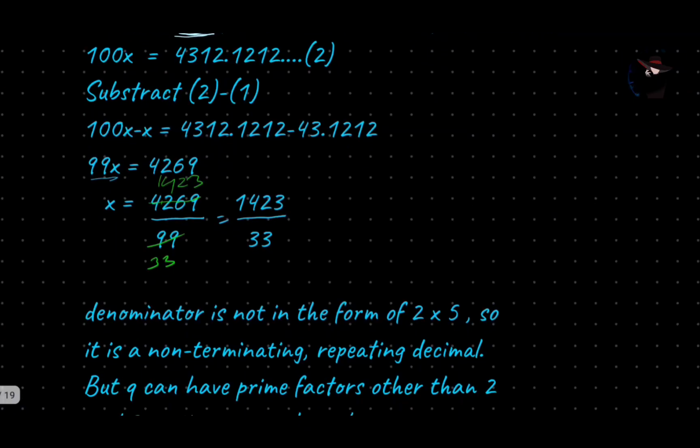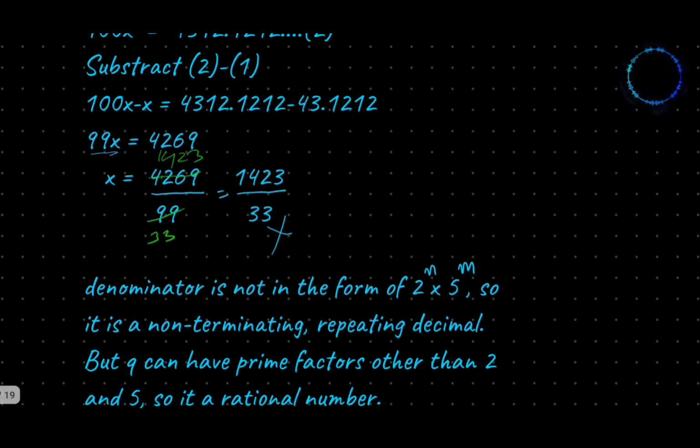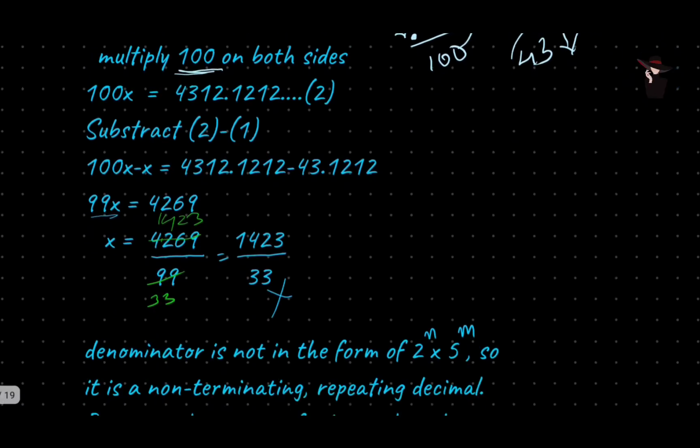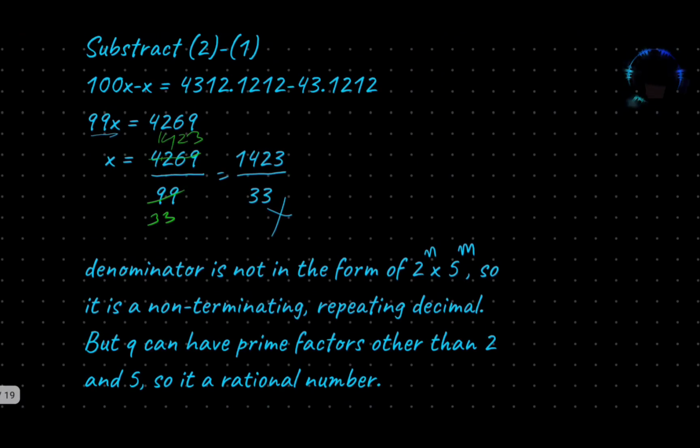Now, the denominator is not in the form of 2 power n and 5 power m, because 5 and 2 don't come in 33. 33 has no factors of 5 and 2, so it is a non-terminating repeating decimal, which is already given in the question as non-terminating repeating decimal. But q can have prime factors other than 2 and 5, meaning 33 can be written as 11 into 3, right? Two prime factors making a composite number.